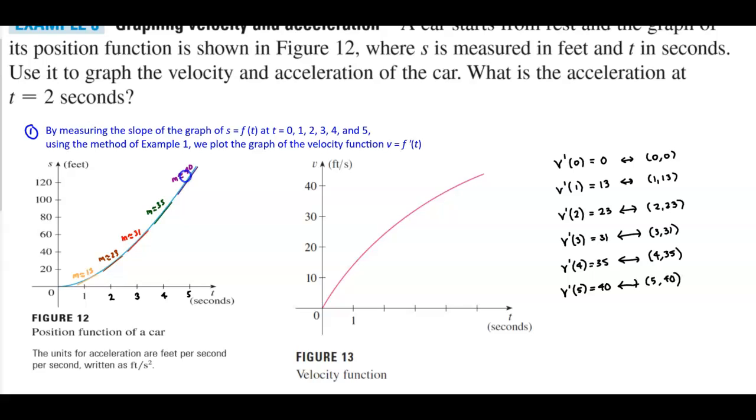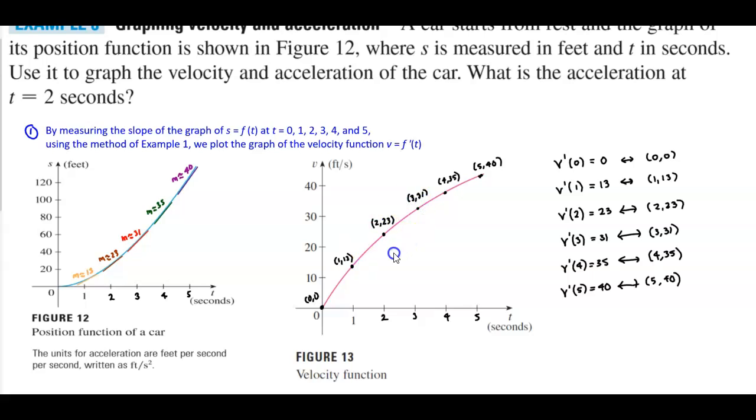Now if we plot these, we should be able to get the velocity function. So we have 0, 0. And then we have 1, and approximately 13, then 2, 3, 4, and 5. And at 2, we have approximately 23. And then at 3, we have approximately 31. And then at 4, we have approximately 35. And then at 5, we have approximately 40. So therefore, this allows us to plot the graph of the velocity function here.